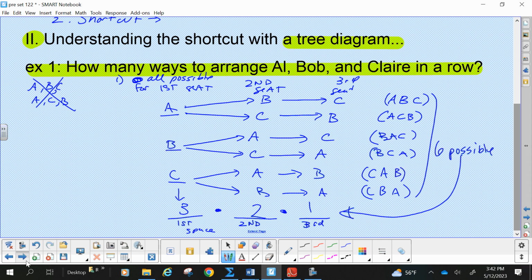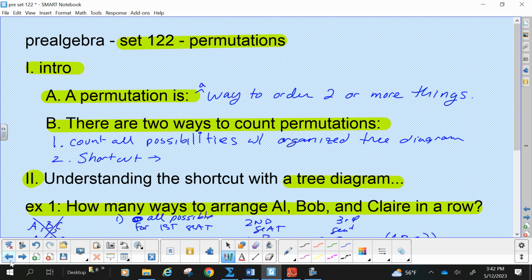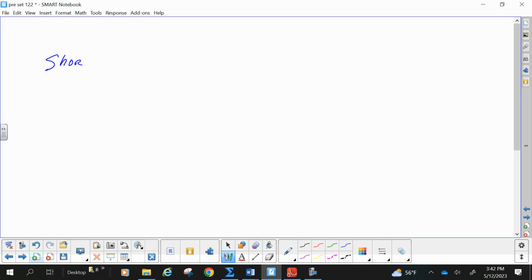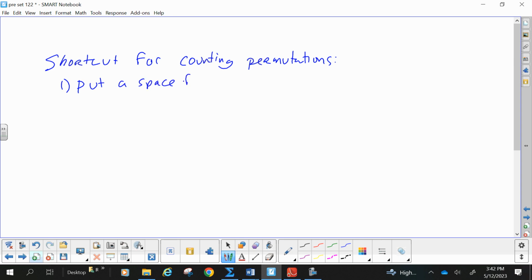So the shortcut then for counting permutations is you put a space down for every choice to be made. I'll explain more in a second there. And then you put a number in each space to represent how many choices.